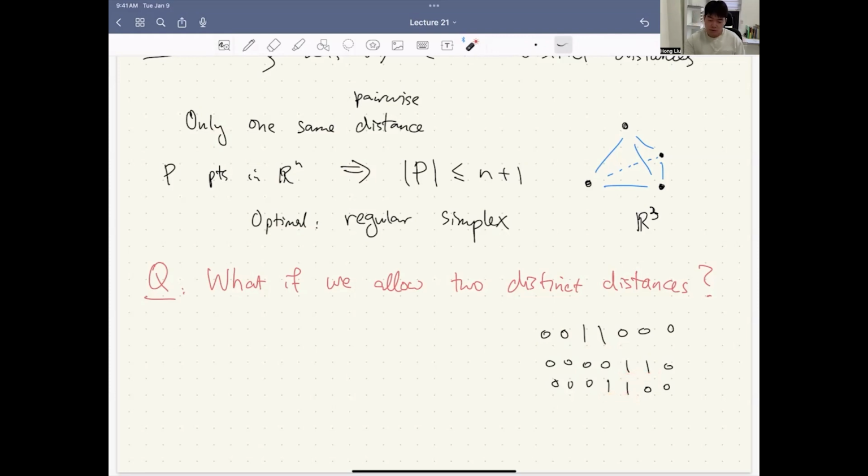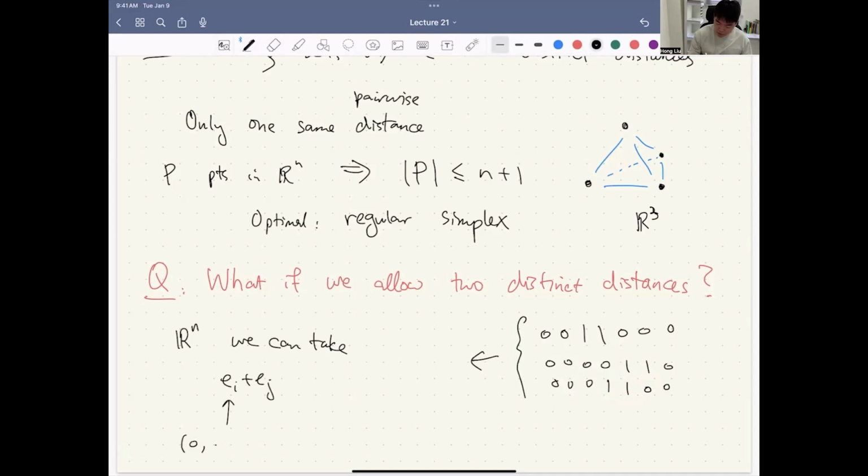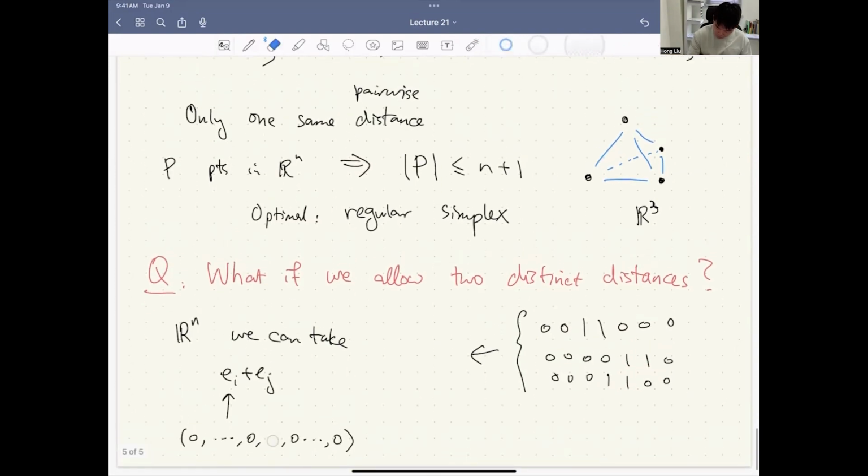All right, so let's make it continuous. In other words, in R^n, we can take e_i plus e_j, where e_i are the standard basis, 0, 0, ..., 1 at the i-th position.